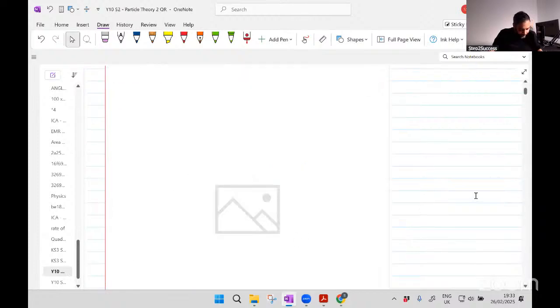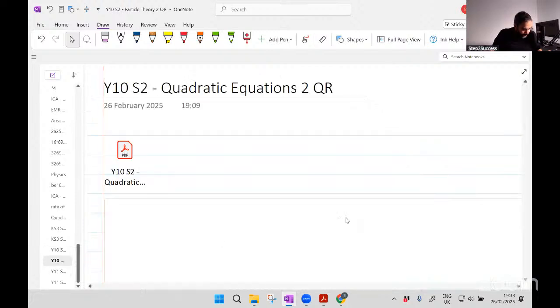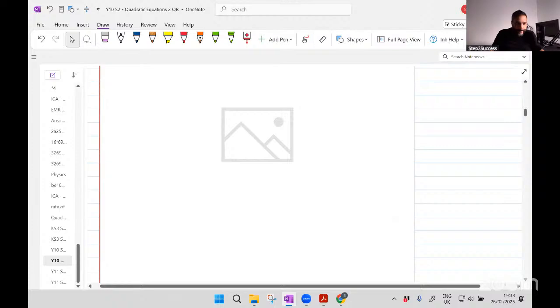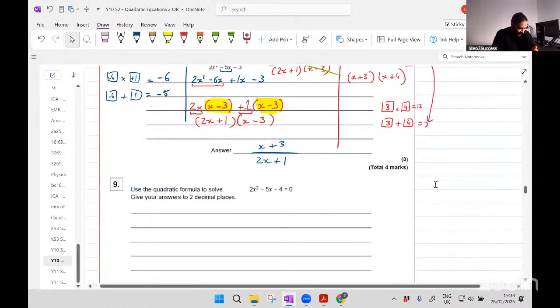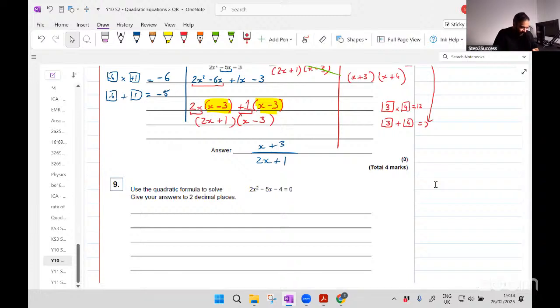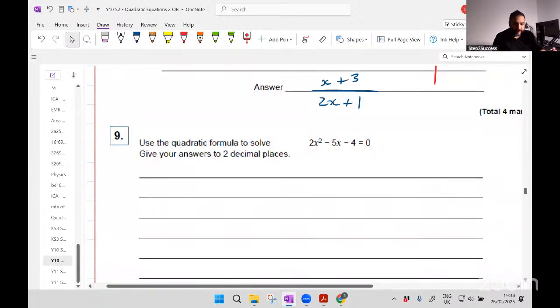Let me move on back to here. Okay. Question 9 said, use the quadratic formula. I just want to make sure, because sometimes I forget what is on higher level and what's on foundation level. I'm fairly sure it's on both. Solving quadratics. No, it's not. Okay, so this question is not on foundation level. So there is a formula that you get given.